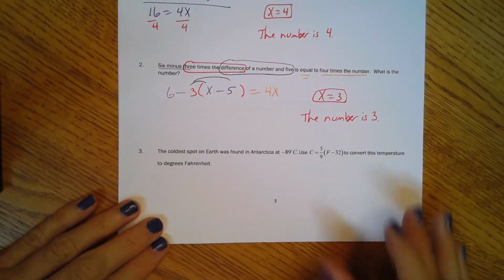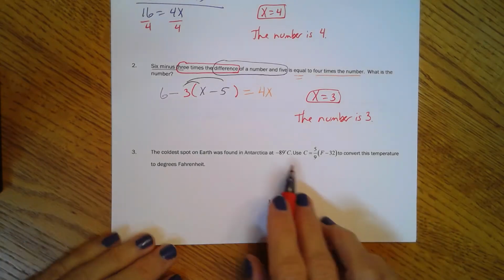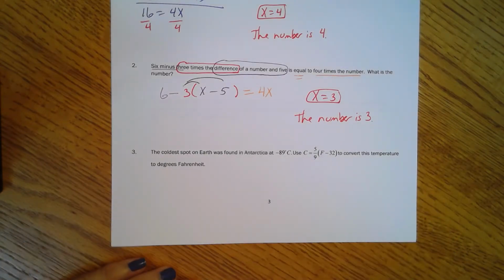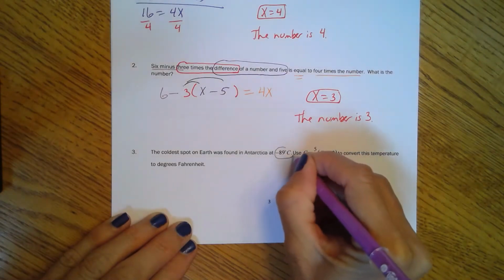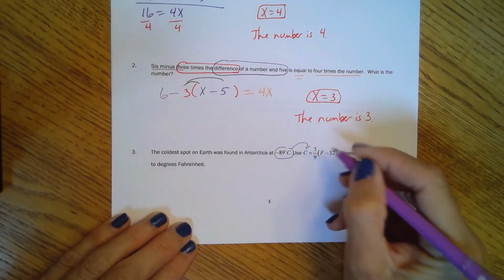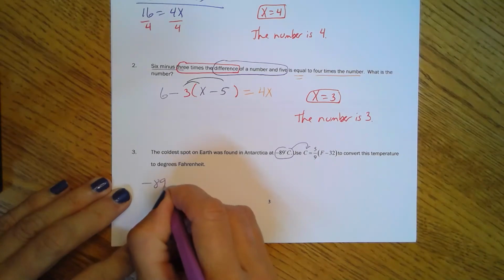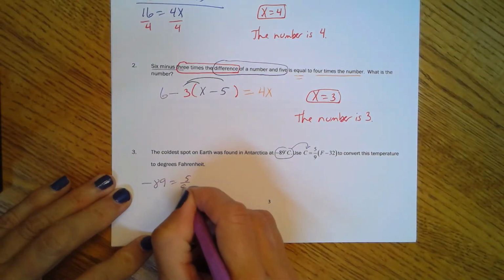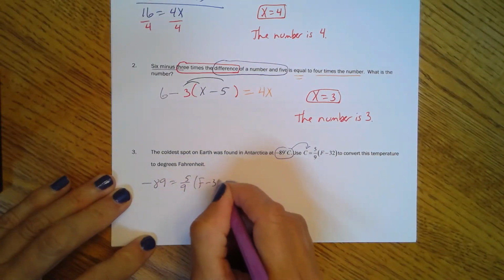So in number 6, we kind of should be happy about this one because they give us a formula already, so we don't have to come up with our own equation. So let's read this. The coldest spot on Earth was found in Antarctica at -89. Use C equaling 5/9 (F minus 32) to convert this temperature to degrees Fahrenheit. So all we need to do is plug in and then solve. So -89 degrees Celsius should go where the C is. So we have -89 equals 5/9, and then (F minus 32).